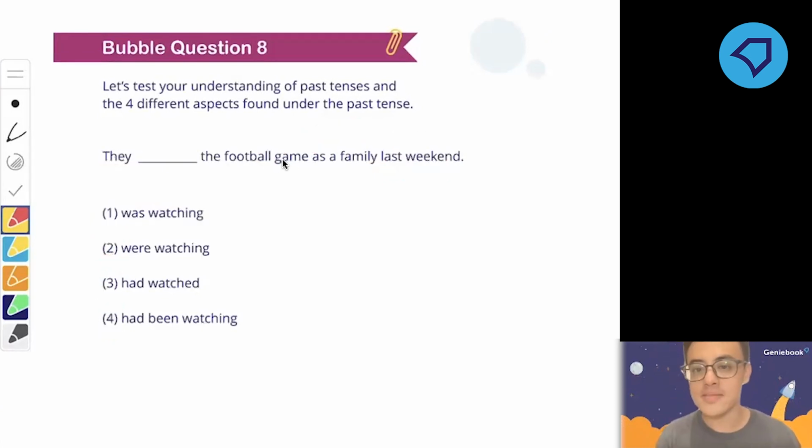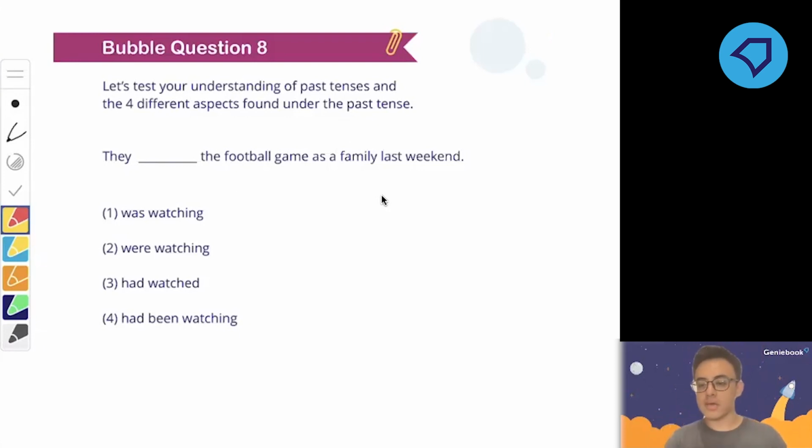They watched the football game as a family last weekend. So pay attention to the action that's happening in this question. 30 seconds, start now. Pay attention to the action. Is it a short action or is it a long action? Now, I'm going to explain to you why number 3 is not correct.